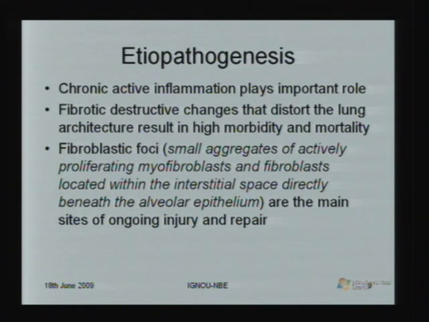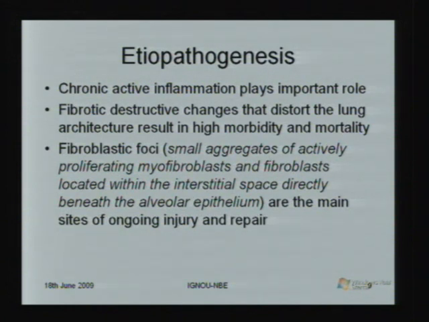Now, what about the etiopathogenesis? Several hypotheses have been put forth. Chronic active inflammation happens to play an important role. There is fibrotic destructive change that distorts the lung architecture, and it results in a high morbidity and mortality. Now, the histopathologic hallmark of IPF happens to be the presence of fibroblastic foci.